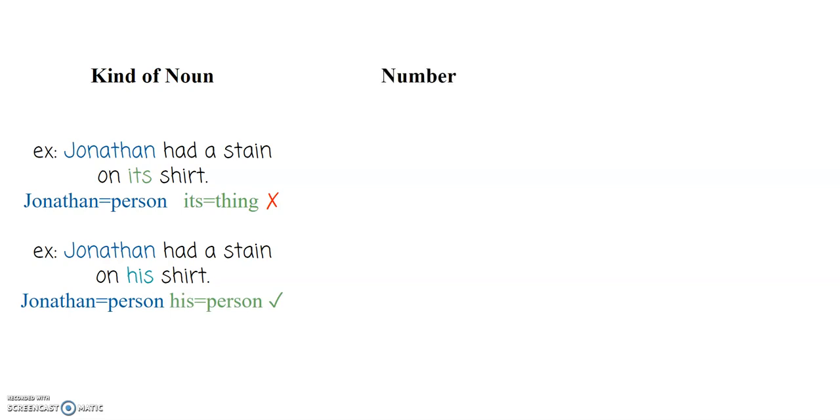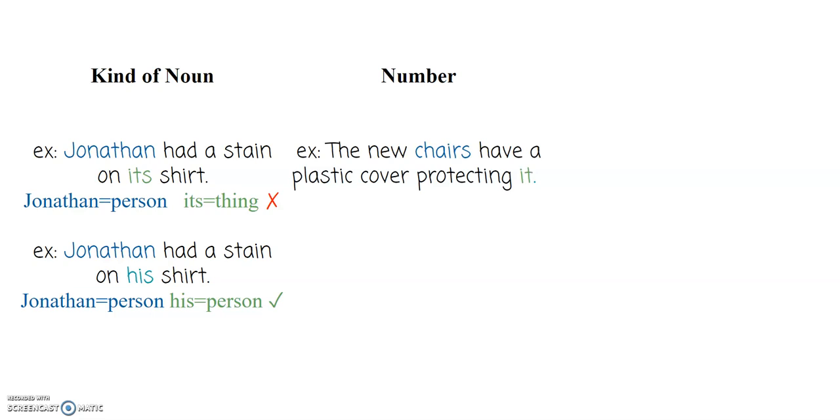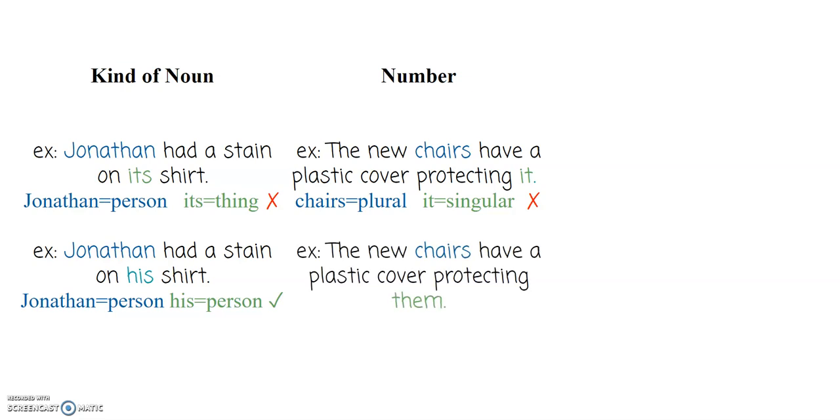When we're talking about number, we're talking about singular versus plural. So this sentence, the new chairs have a plastic cover protecting it. Our antecedent of chairs is plural, and our pronoun of it is singular. The two don't match, so we're going to change it to the new chairs have a plastic cover protecting them, both of which are plural.